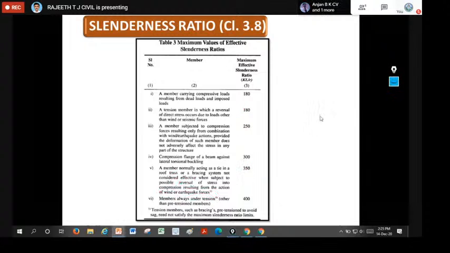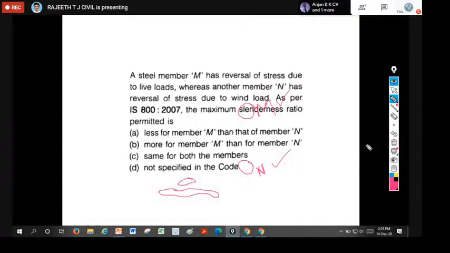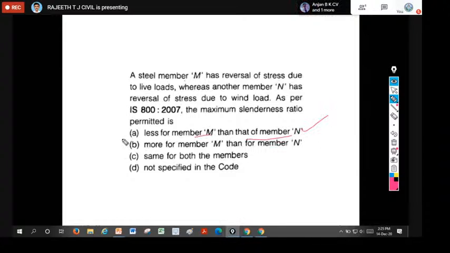So we'll see the options now. The first option is less for member M than member N. This is the correct option, option A. For reversal of stresses from other than wind and earthquake, that is M, and with wind and earthquake, wind load, that is N. Here for M the restricted value is 180, whereas for N the restricted value is 350. Therefore, option A is correct.